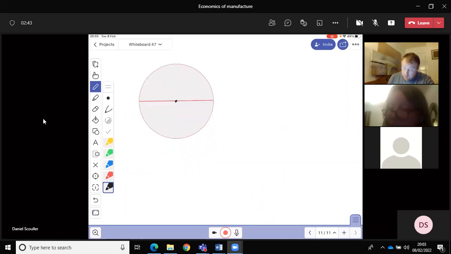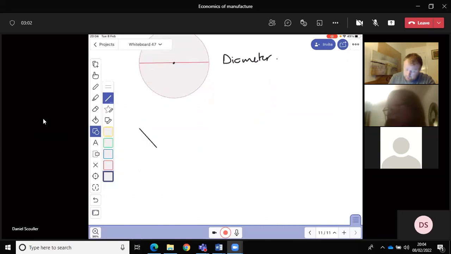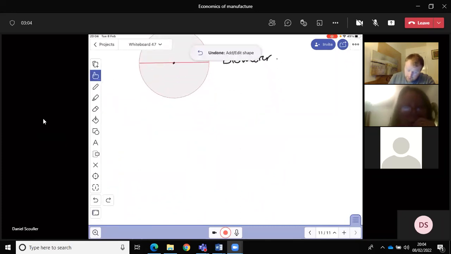Okay, so that's the diameter. Half the diameter is the radius. From the center of the circle to the outside of the circle, it's your radius. Okay, comfortable with that. Next one, which will be new to us. Well, that is a line, not a circle.